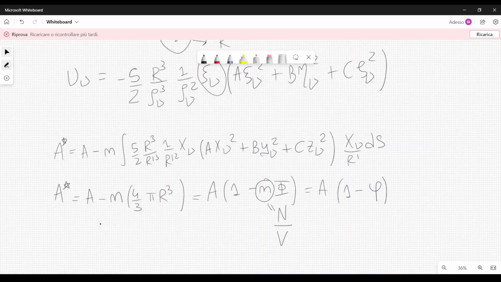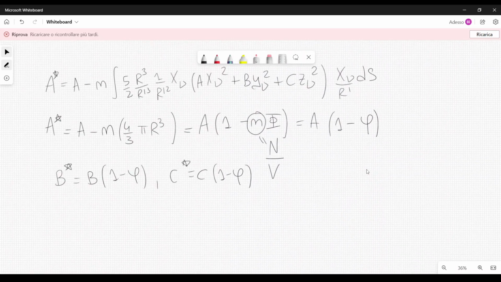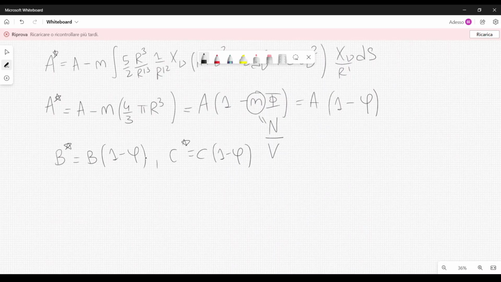Analogously, one can also find b star equal to b times 1 minus phi, and C star is C times 1 minus phi, which means that we can write the expression for delta star squared as equal to delta squared times 1 minus phi squared. But since phi is a small quantity, we can also approximate this as 1 minus 2 phi, because we can neglect the phi squared term.